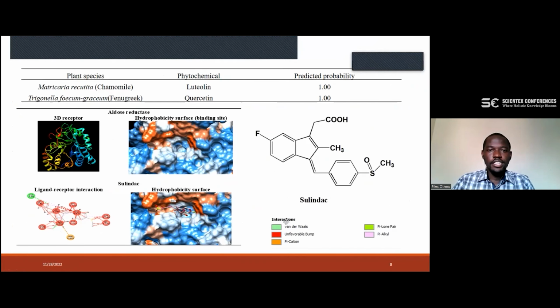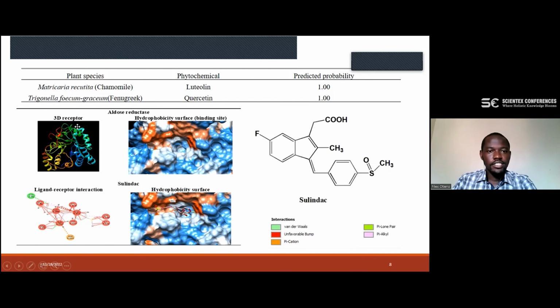And the result, so our phytochemicals were luteolin and quercetin. The predicted probability here represents similarity, the ability of these compounds to bind to aldose reductase, and it was 100% for both of the two phytochemicals selected.